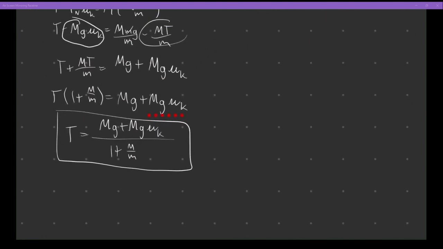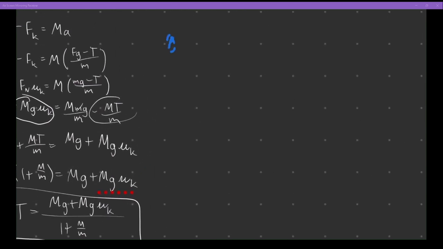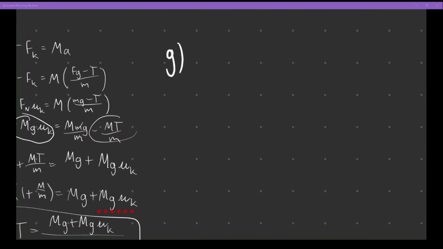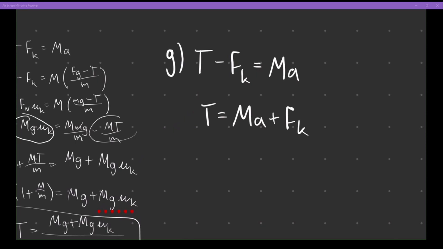Alright, now for part G. It's asking you, if you add friction, what happens to the tension in the string. So I'm going to set up the forces for the top block, which is just T minus Fk is equal to big M times A. But then I would add Fk over. So with the presence of friction now, the tension will increase.